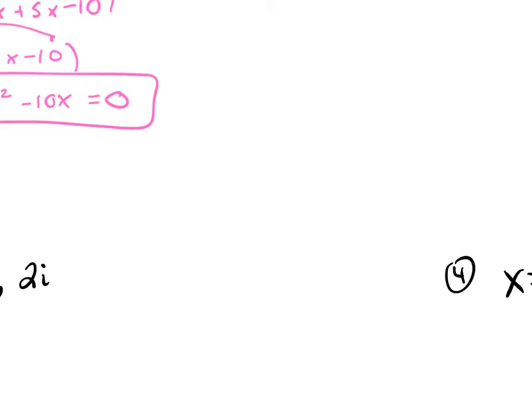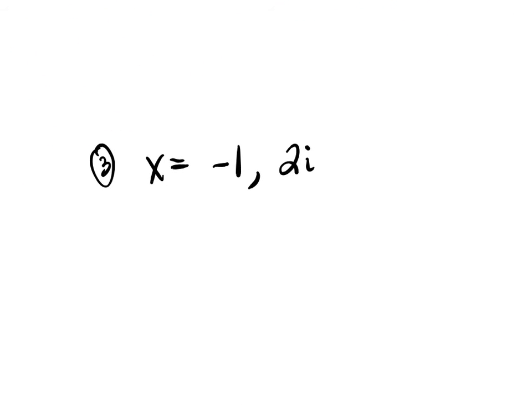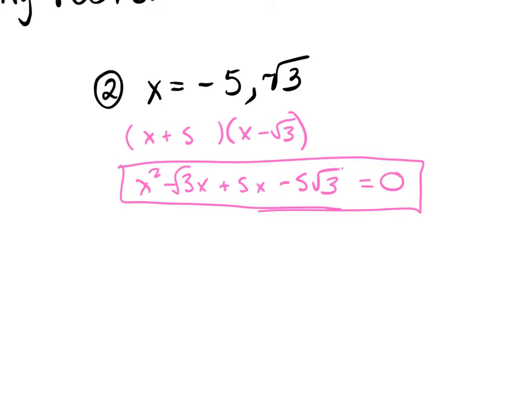All right, number 3. So we have x is equal to -1 and 2i. Do we have any other zeros that we need to include here? Miss Carver, can you go back to the second one for a second? That would still be fine. So if you had x squared plus 5x minus square root 3, x. Okay, yeah, it's the same thing. Yeah, that's what I thought. Okay, thank you.